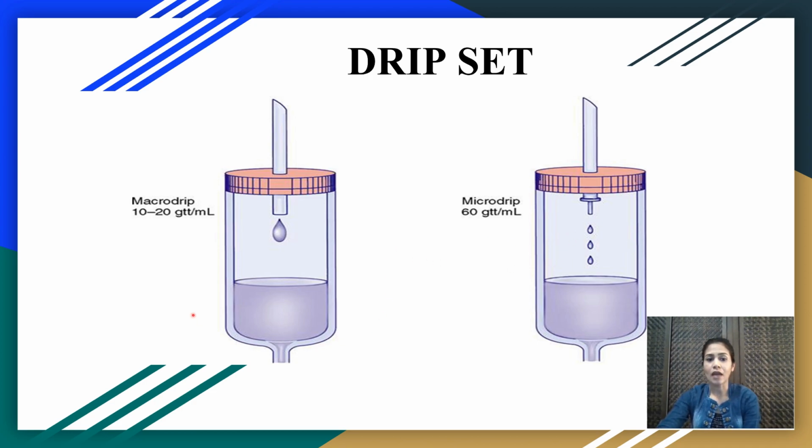Also, in the macro drip set, 1 ml is equal to 10 to 20 drops, and this varies from manufacturer to manufacturer. For one company, it might be 15 drops. For another company, it might be 20 drops. This is all based upon the manufacturer's instructions. And in the micro drip set, it is 60. It is a fixed thing. 60 drops is equal to 1 ml. So we should know the difference between the macro drip and the micro drip.